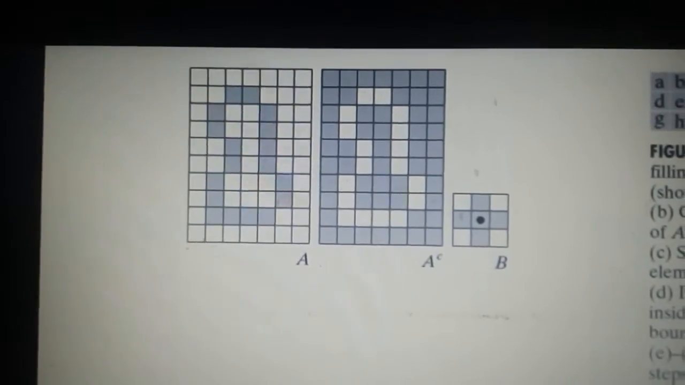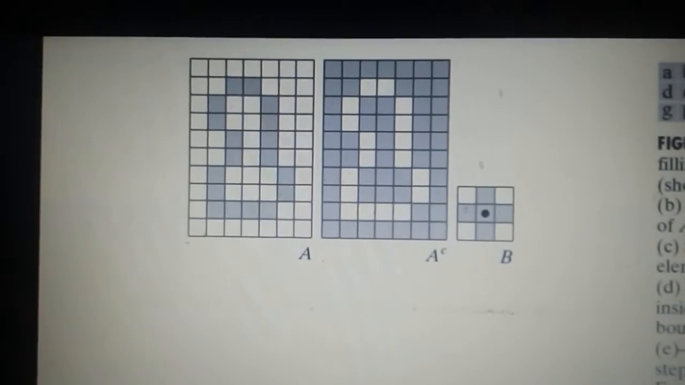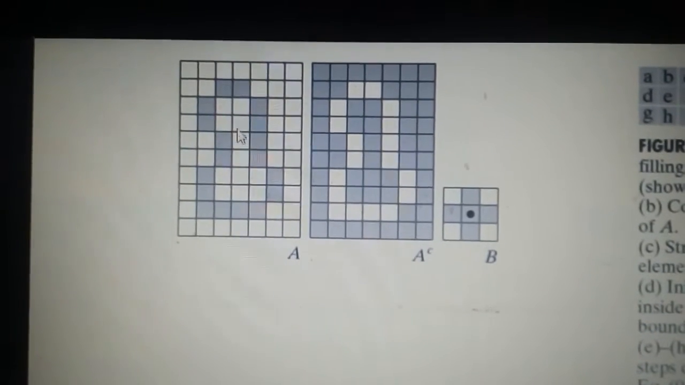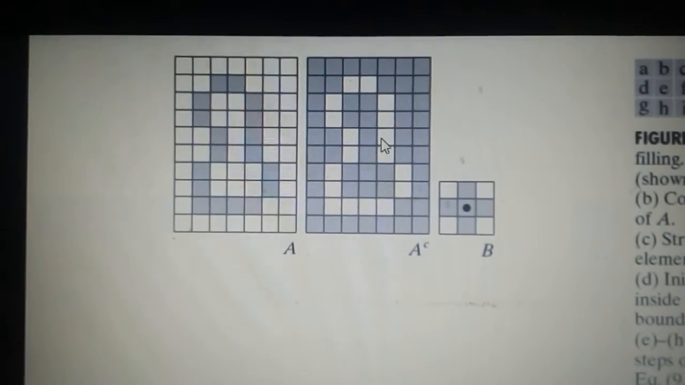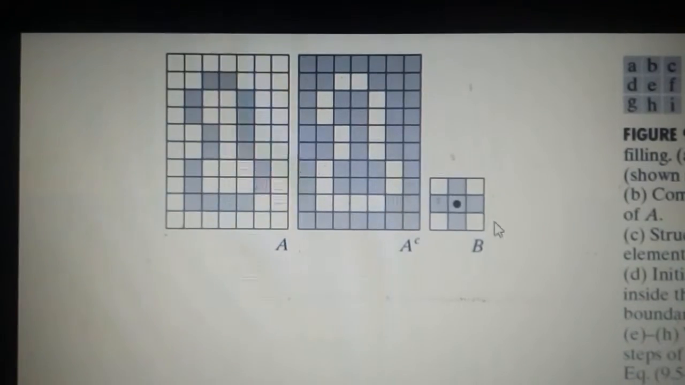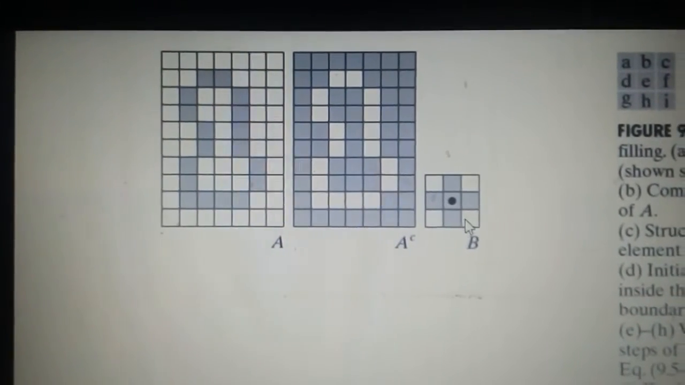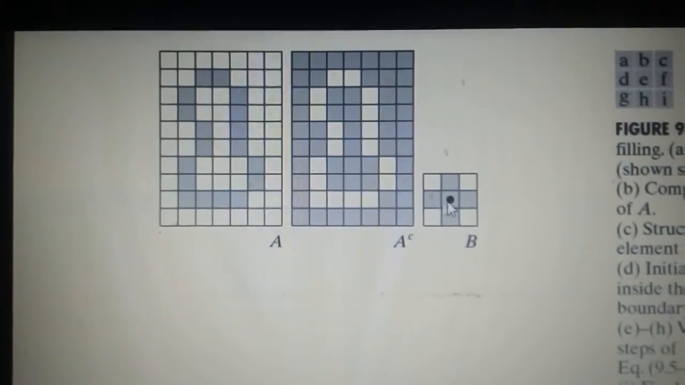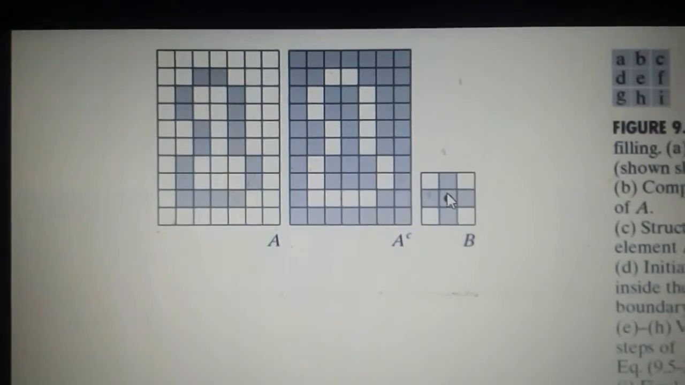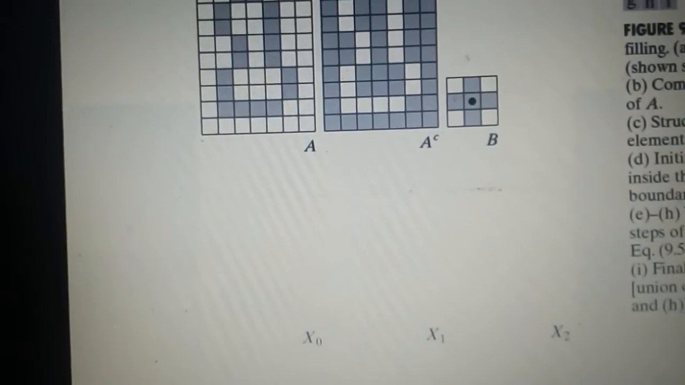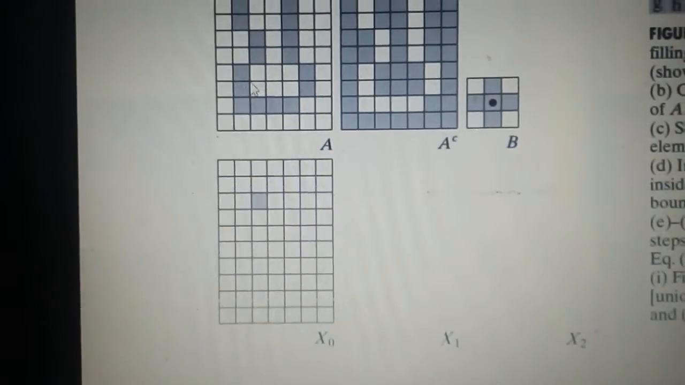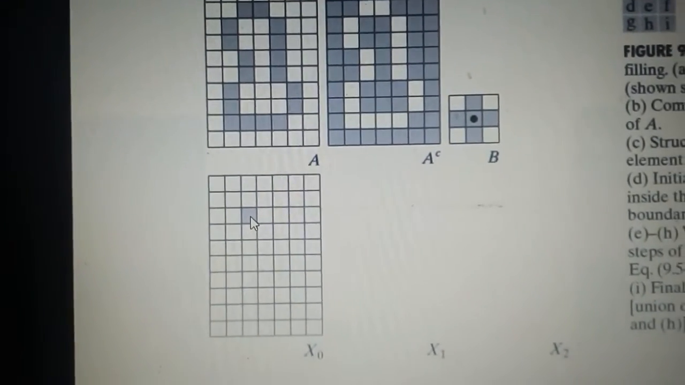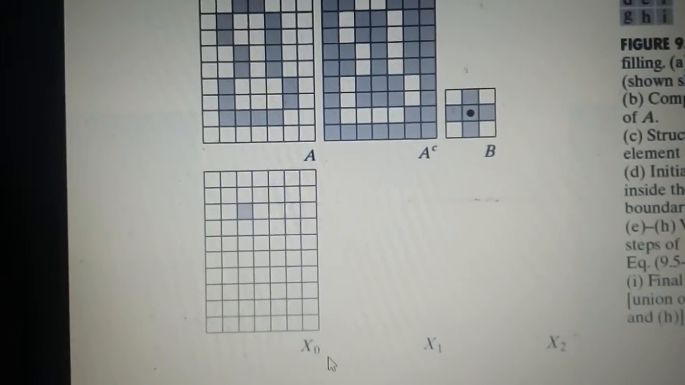Let us understand hole filling from this example. This is the set A with the hole here, and this is the complement of the set, and this is a structuring element B. This is 4 connected because from the origin you can move in only 4 directions. In the first step we identify the point. We identify this point here and call it the 0th iteration.